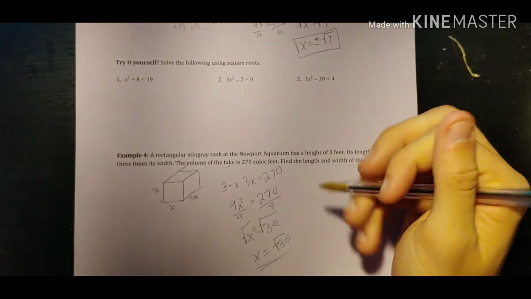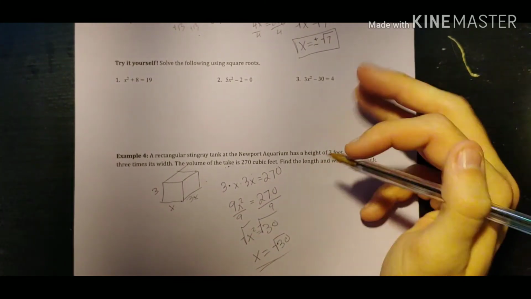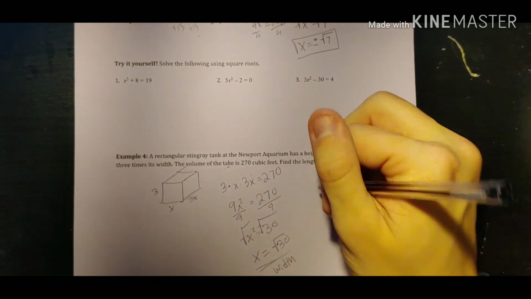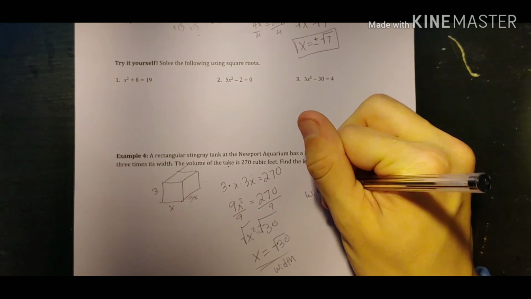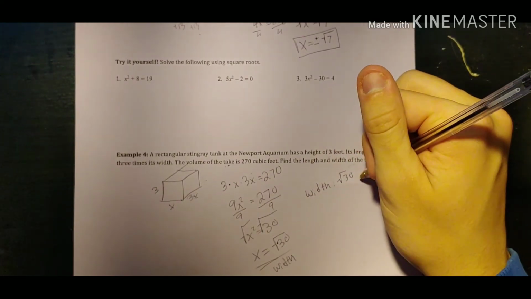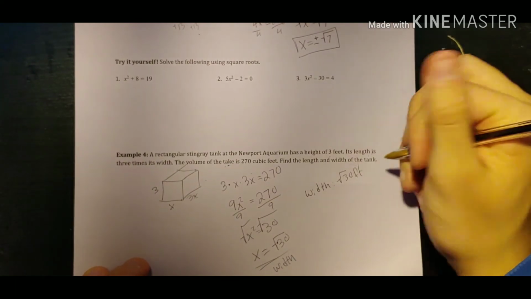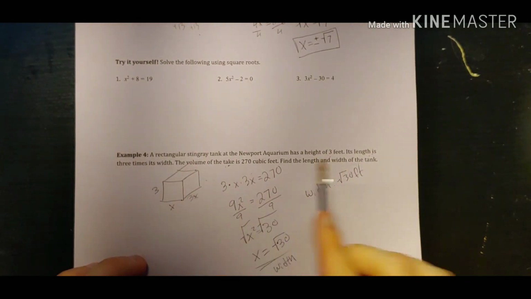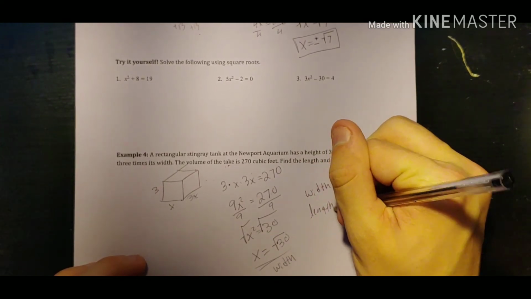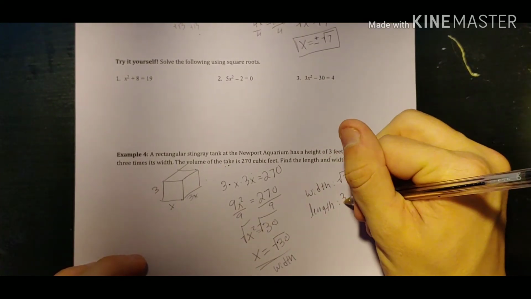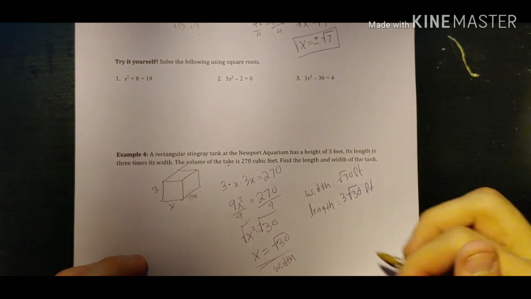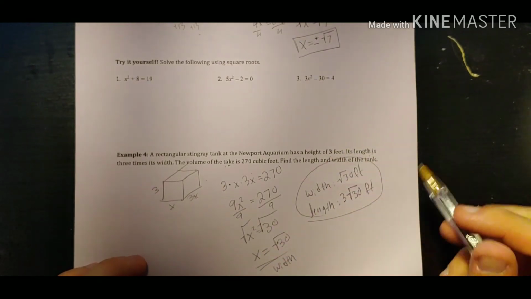So this right here is our width. So the width is the square root of 30 feet. Remember, the length is 3 times that. So it's going to be 3 times the square root of 30 feet. And that right there is our answers.